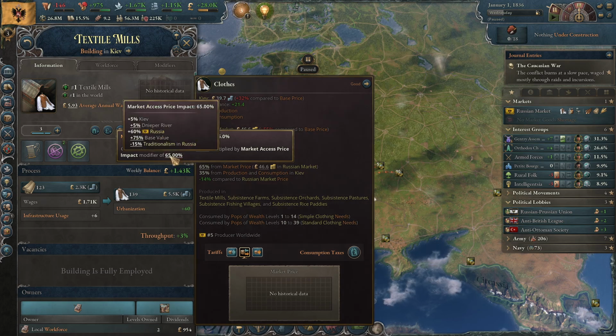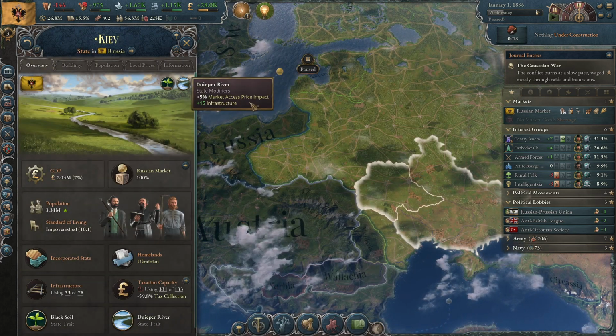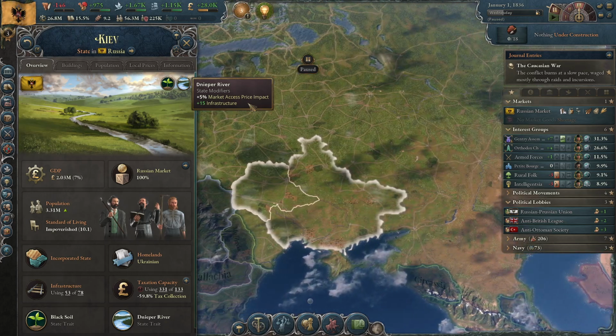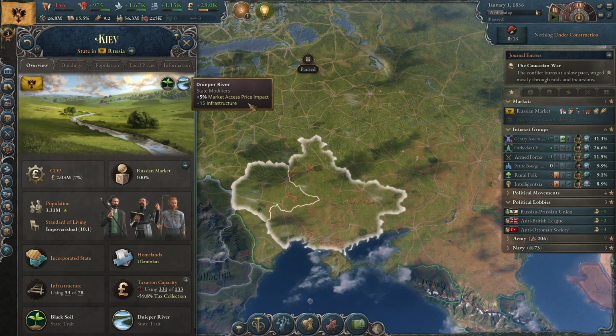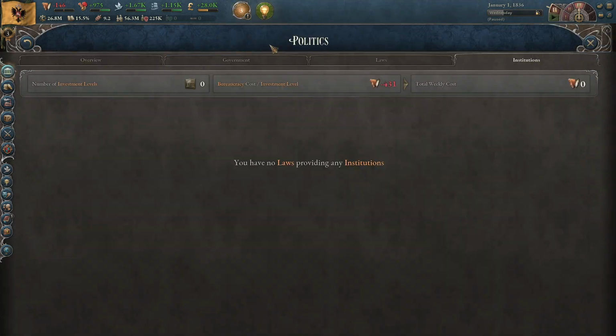There are several ways to increase this. First off, you might notice that Kiev has the Dnieper River. Certain river modifiers will give a 5% increase to the market access price impact. That is very noteworthy. These are usually better areas to build in somewhat early on, but as a nation like Russia, you will usually be spreading your buildings out early on until you fix that.